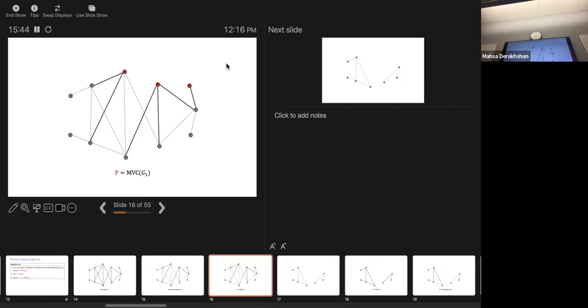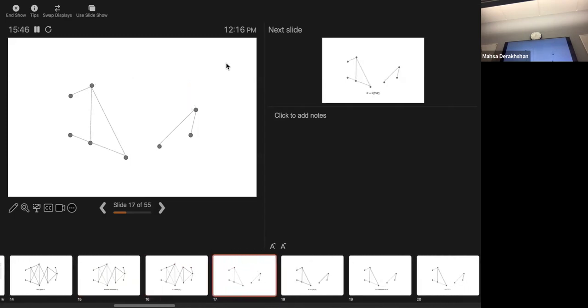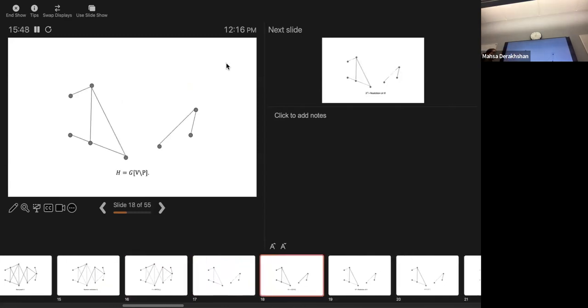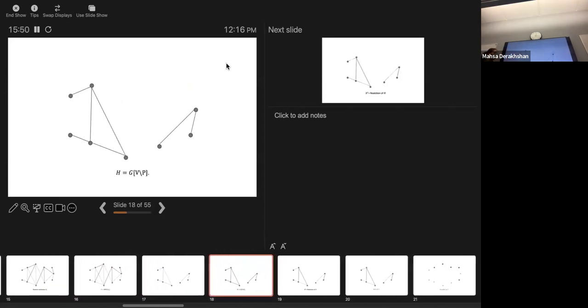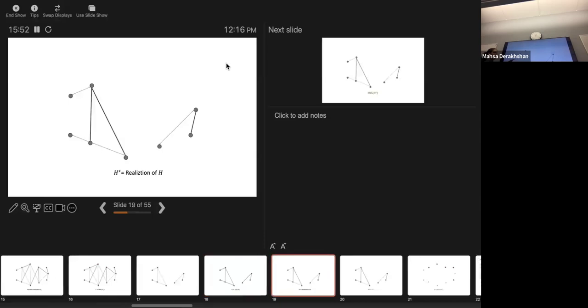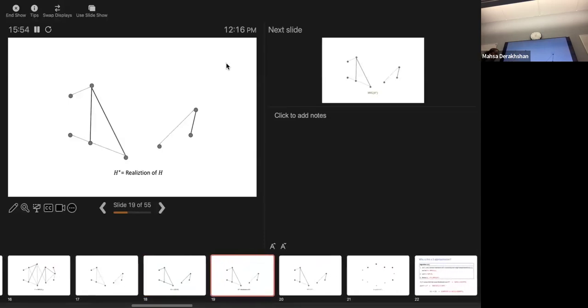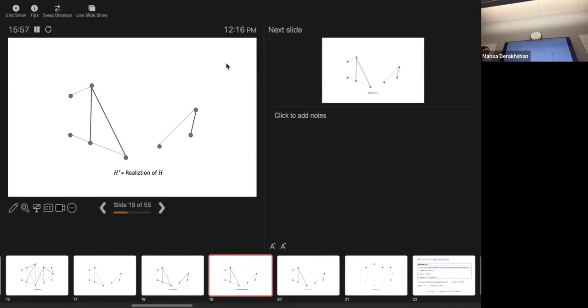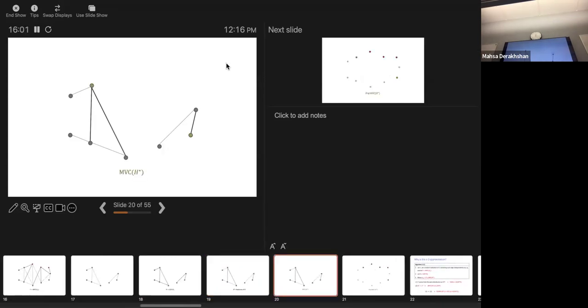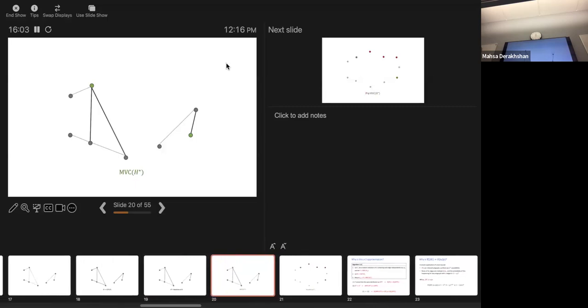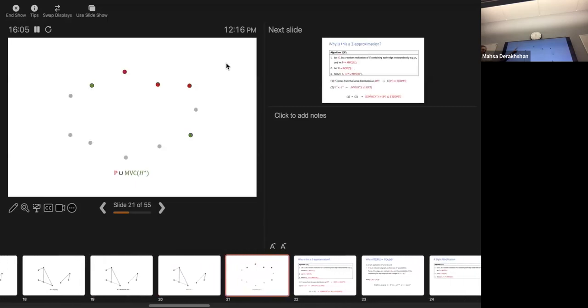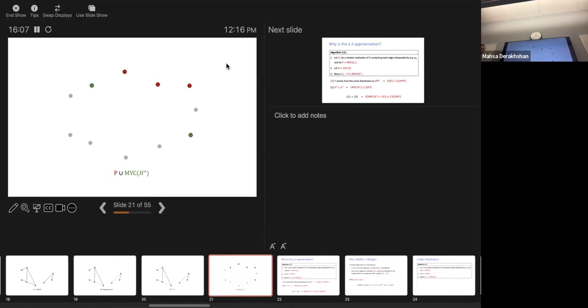So we get rid of all the edges connected to them. This is the graph H that we are going to query. After querying that, say these edges are realized, that's our edge set H star. Now we also take a minimum vertex cover of this graph, the green ones. So our output will be the union of red and green.